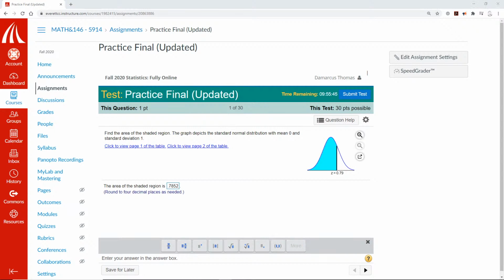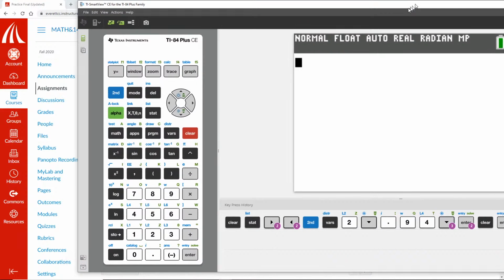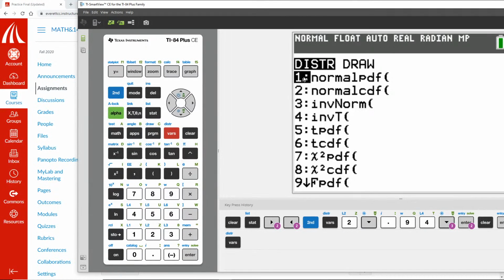Let's actually do the same problem on our calculator for a second. How would we find the cumulative area of the standard normal distribution? Again, this is what I will always refer to as a normal CDF type of problem. The normal cumulative density function will give us the answer. In order to do this, we're going to go to the distribute function button. So second, distribute. And the second choice is normal CDF.